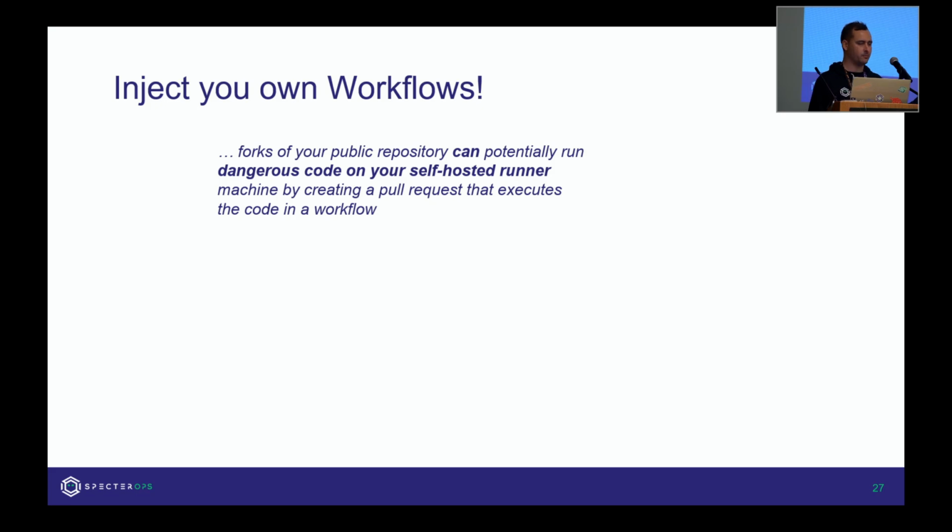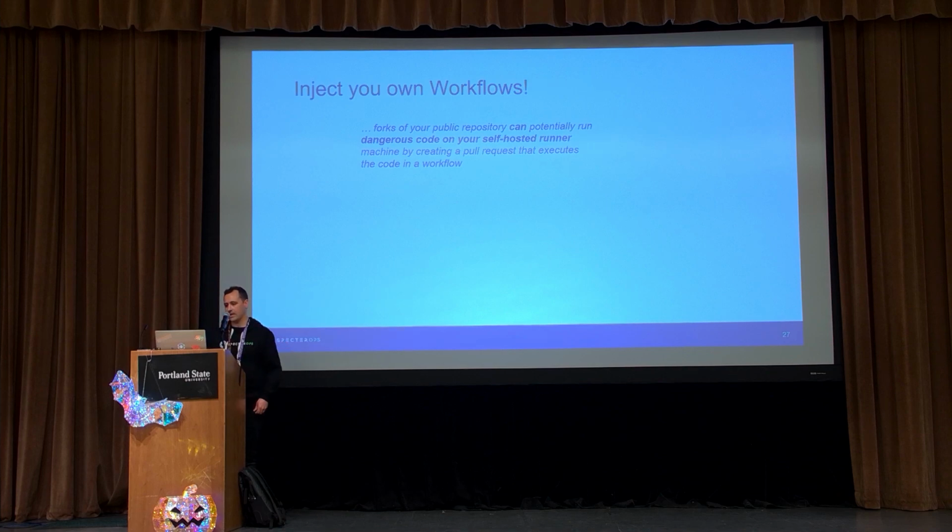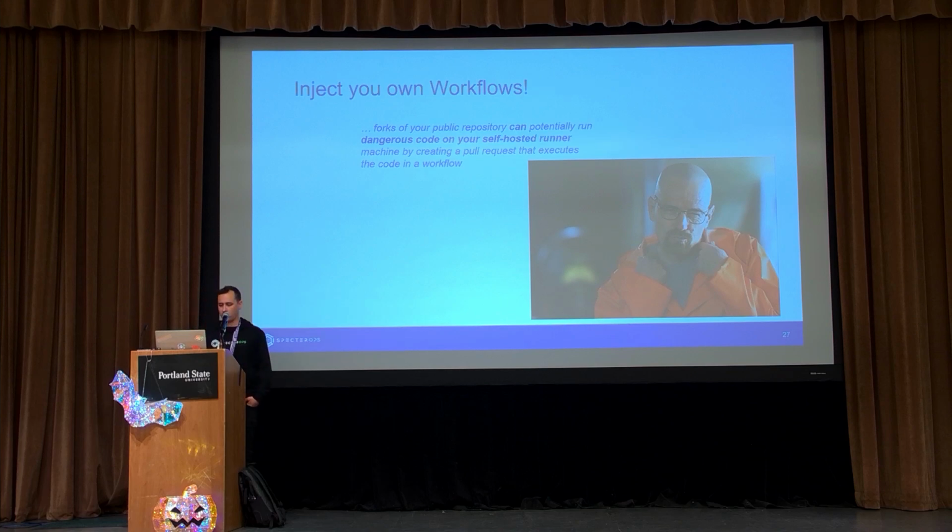This is, again, when I mentioned don't run your self-hosted runners publicly, this is the reason. You can basically inject your own workflows into someone else's runner. Another quote from GitHub: forks of your public repository can potentially run dangerous code on your self-hosted runner by creating a pull request that executes code in a workflow. I'm not really sure why the default is set this way. It seems really dangerous. I'll show you how to fix it in a little bit, but this is totally crazy to me. But this is awesome for attackers.